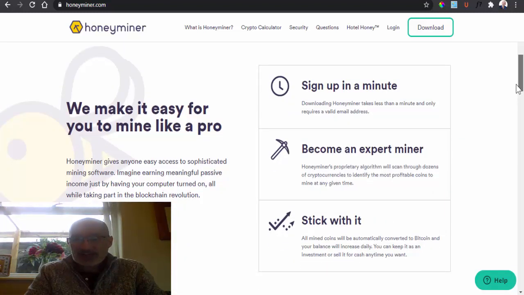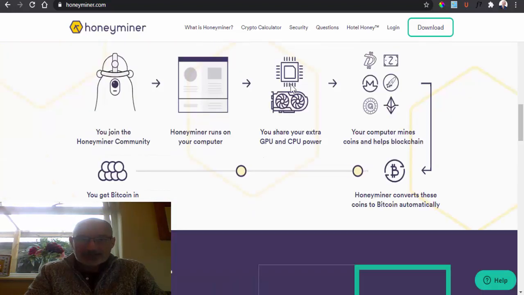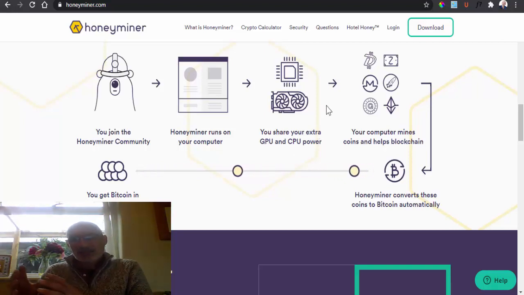So I'd say it's very, very easy to sign up. You can just sign up and then download the app, and it only takes a minute to do that, and then you'll be up and running. Like I say, it runs on your computer, and you can share either your GPU or your CPU. So you can set it to various different levels on your computer, and the more you set it to, the more it will be using, but then the more you will be mining.